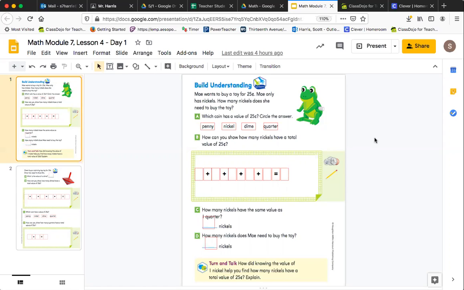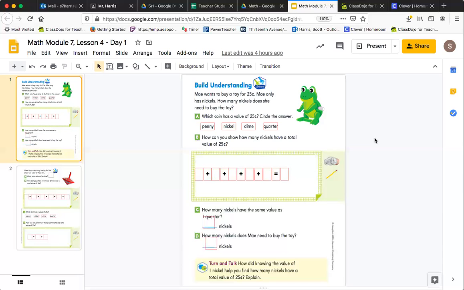Okay, I'm going to read that once more. May wants to buy a toy for 25 cents. May only has nickels. How many nickels does she need to buy the toy? This might be easy peasy if you know how to count by fives. But the first thing we need to do is we have to answer some questions.